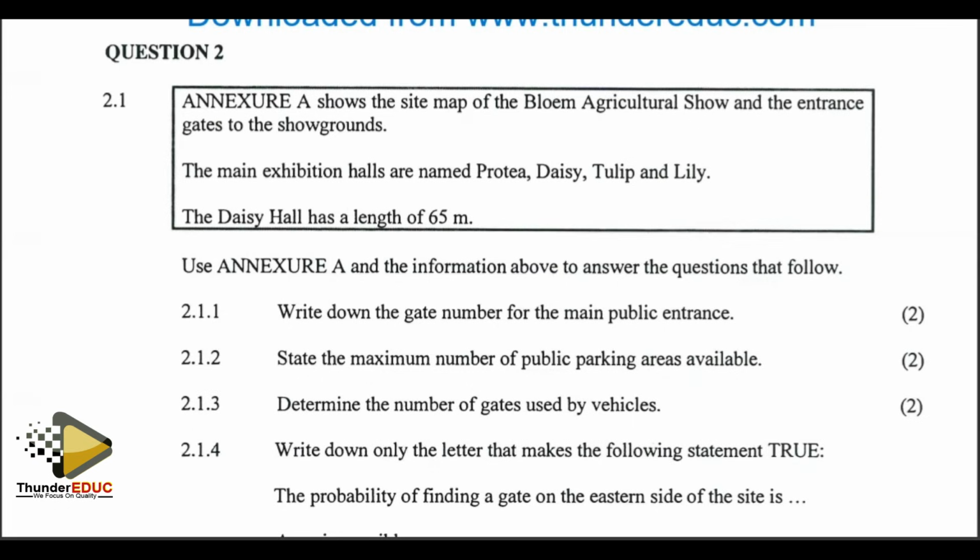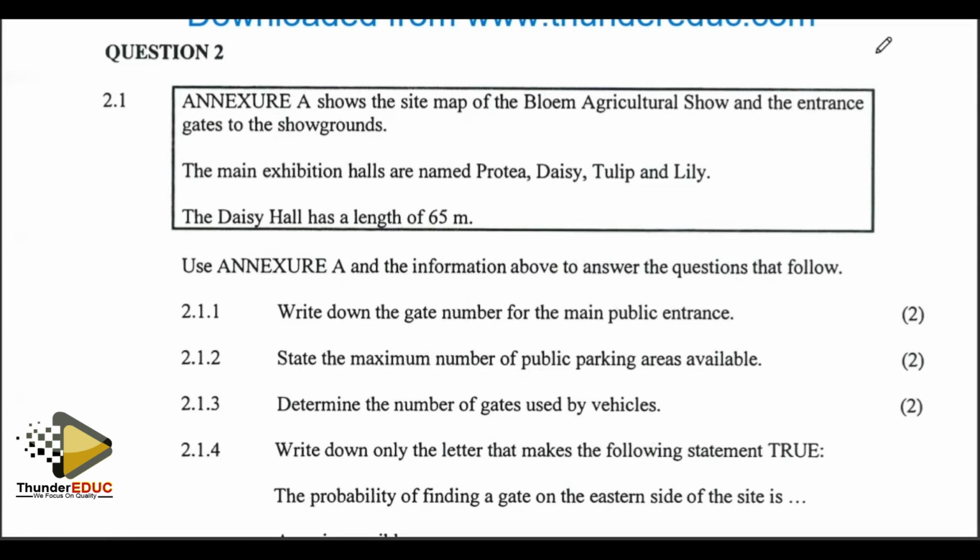Question 2. Annexure A shows the site map of Bloom Agriculture Show and entrance gates to the showground. The main exhibition halls are named Protea, Daisy, Tulip, and Lily. So there we go. We say, write down the gate number for the main public entrance.